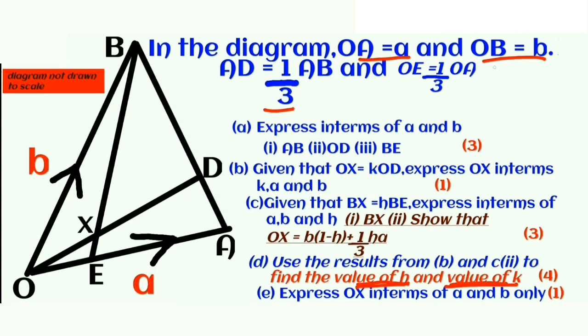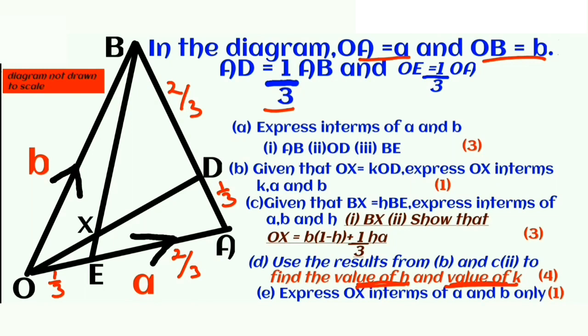Before answering the questions, let us understand something concerning the ratios. AD equals 1/3 AB, meaning this part is 1/3, and this part is 2/3. OE equals 1/3 OA, so this part is 1/3. Then EA equals 2/3. So that's it on the ratios.